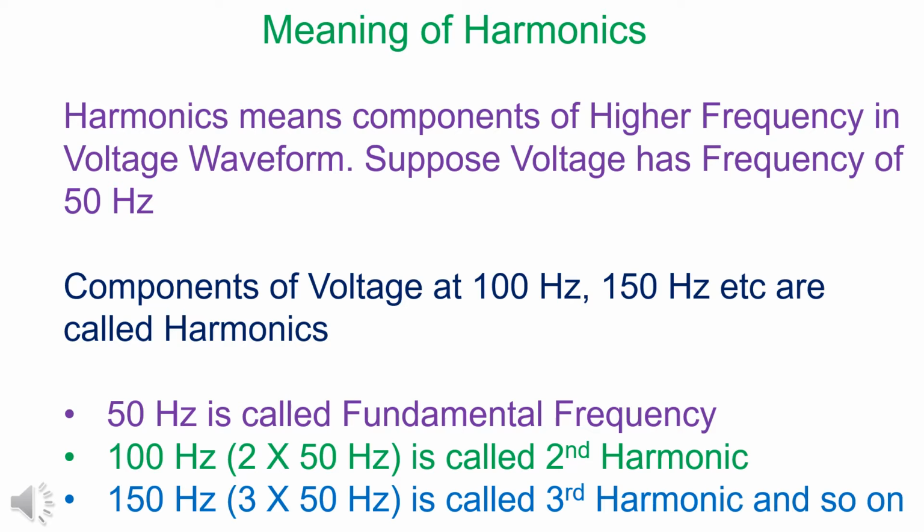Harmonics means that higher frequency components of the voltage are also present in addition to the fundamental frequency. In the case of 50 Hz supply, second harmonic means that there is a voltage component of 100 Hz and third harmonic means that there is a presence of voltage of 150 Hz.